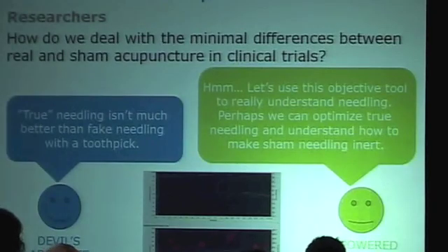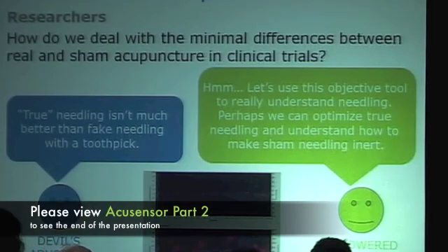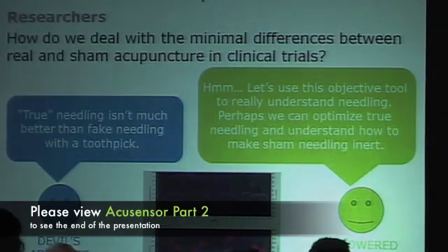How about this tricky question about how we deal with the minimal differences between real and sham acupuncture that we've been having in clinical trials? True needling isn't much better than fake needling with a toothpick. Well, an empowered researcher might be able to say, let's use this objective tool to really understand needling. Perhaps we can optimize the true needling and understand how to make the sham needling inert if we understand.